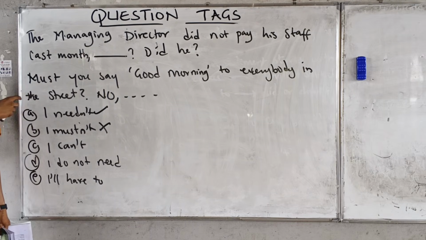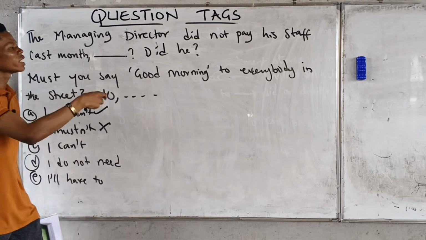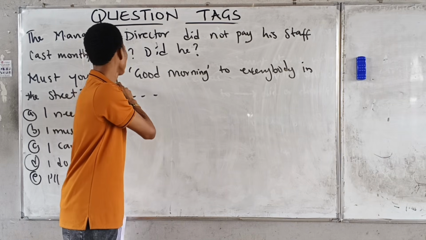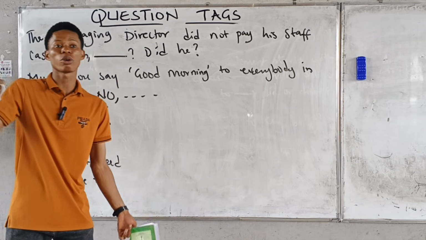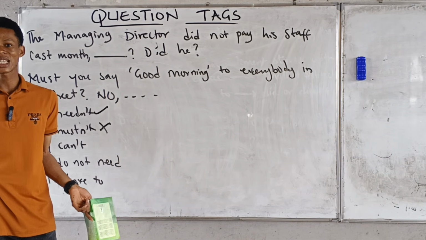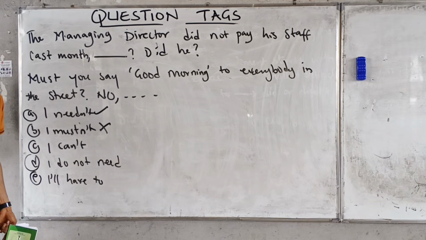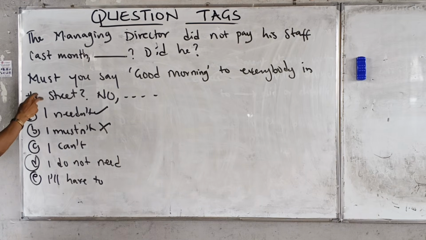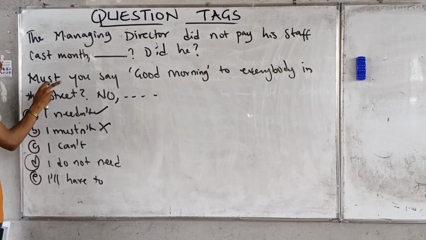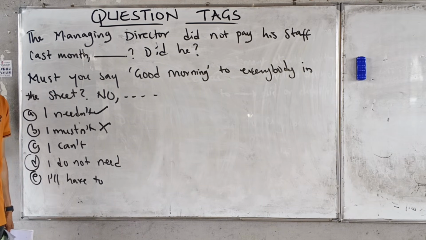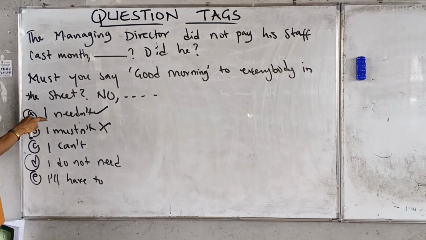We'll see when you use mustn't. But anytime you are talking about necessary, is it necessary that you greet everyone? Is it necessary that you say good morning to everybody in the street? It is not necessary. So I needn't say good morning. I need not say good morning to everyone on the streets. So anytime you are using must to mean necessary, anytime you are using ought to mean necessary, it's what?